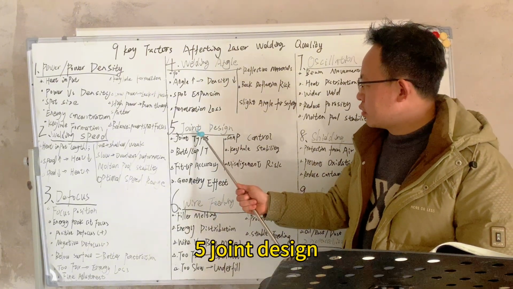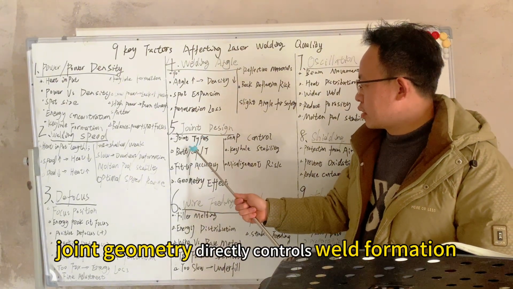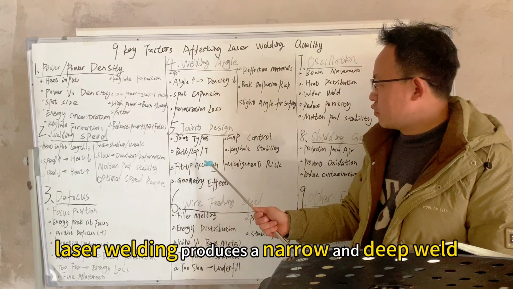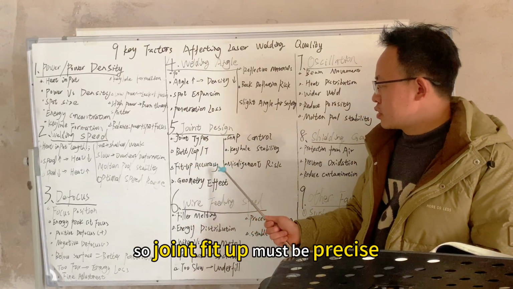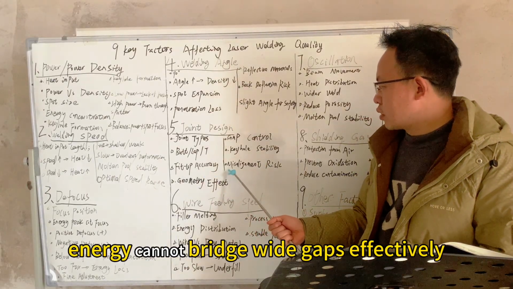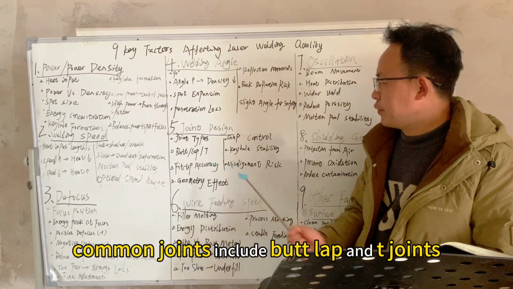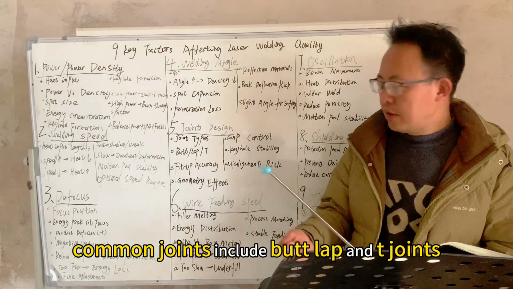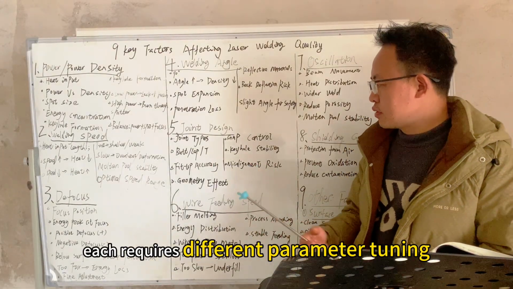5. Joint design. Joint geometry directly controls weld formation. Laser welding produces a narrow and deep weld, so joint fit-up must be precise. Large gaps are not suitable. Energy cannot bridge wide gaps effectively. Common joints include butt, lap, and T-joints. Each requires different parameter tuning.